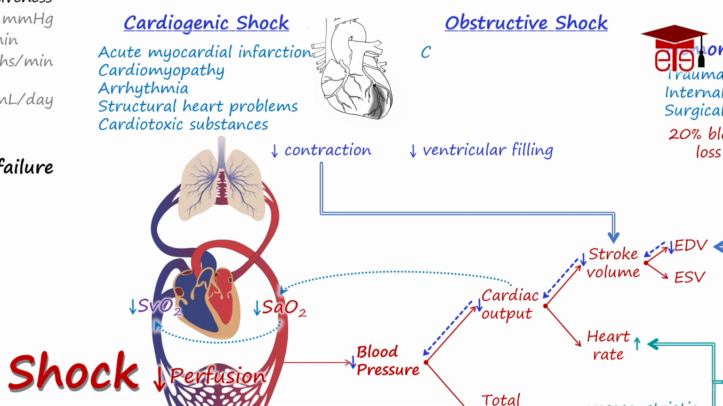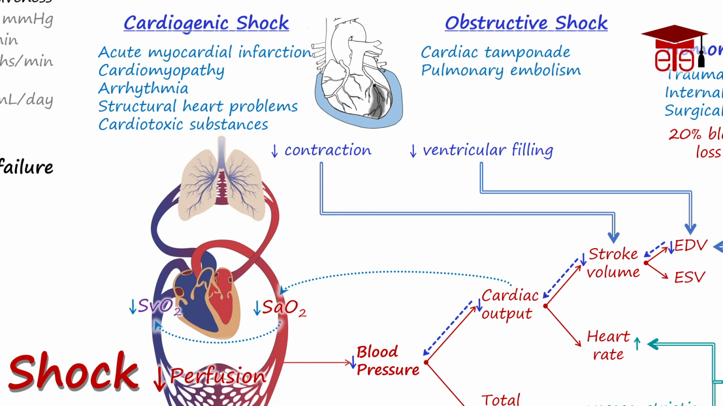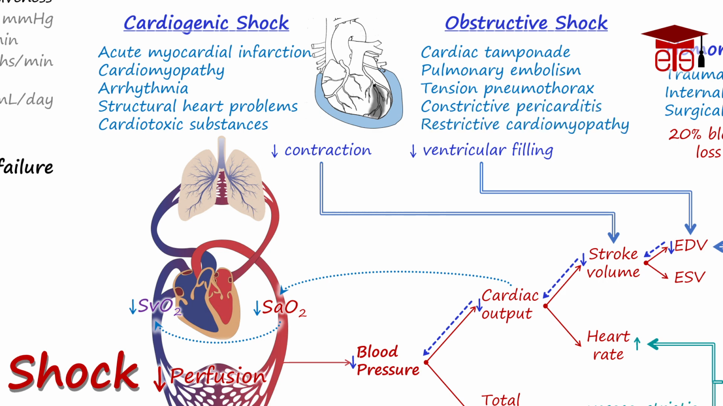One example is cardiac tamponade, where the pericardial sac fills with fluid or blood, restricting the heart's expansion during diastole and thus reducing stroke volume. This obstruction leads to decreased cardiac output and lower blood flow, similar to hypovolemic shock. Obstructive shock is caused by many other conditions like pulmonary embolism, tension pneumothorax, constrictive pericarditis, and restrictive cardiomyopathy.